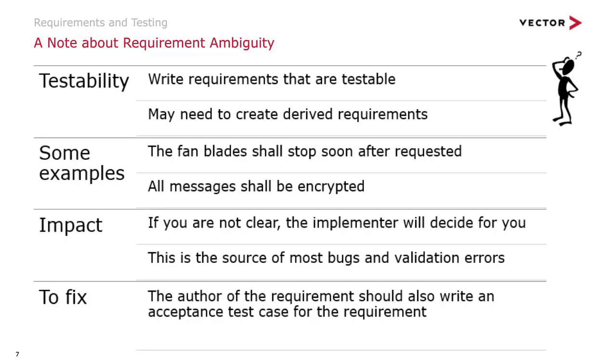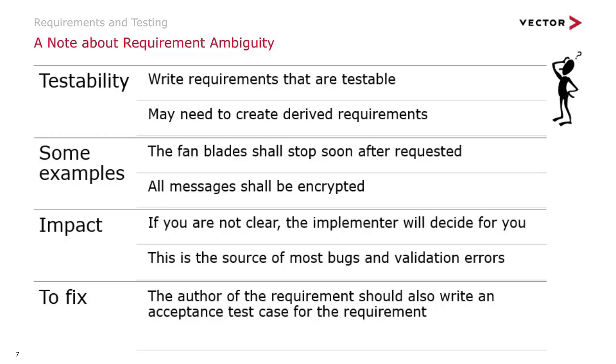So the impact is if you're not clear about these requirements, the implementer will decide for you. To implement the system, things have to be implementable. So if you write the requirement and it's not made clearer, the implementer will make it clear. And those decisions that the implementer makes become implicit requirements in the system. They're never written down. They aren't tied back to any test case. They just become a part of the implementation.